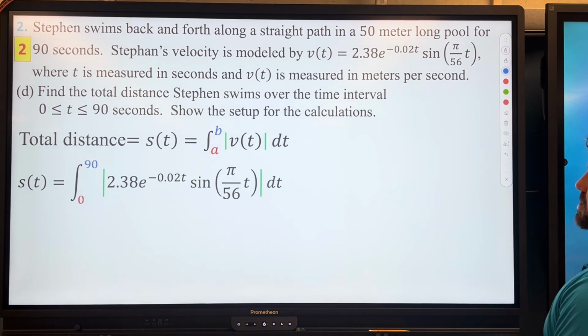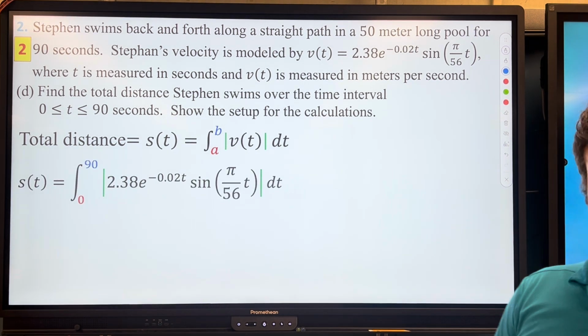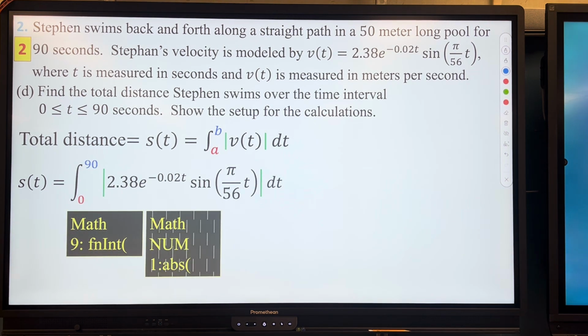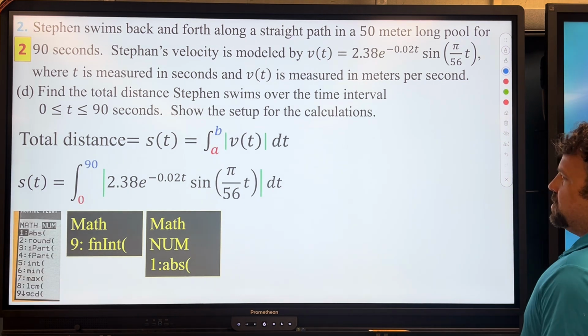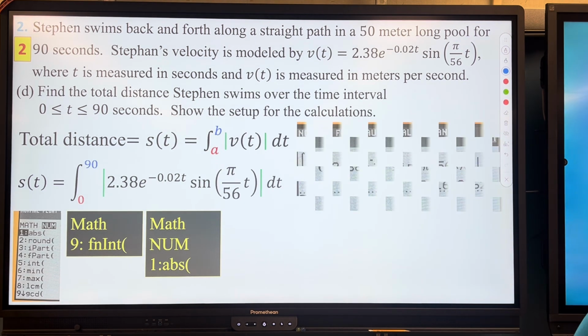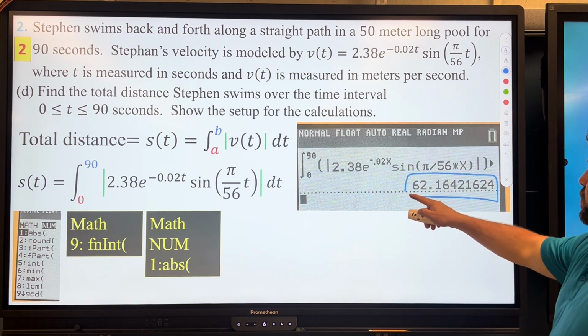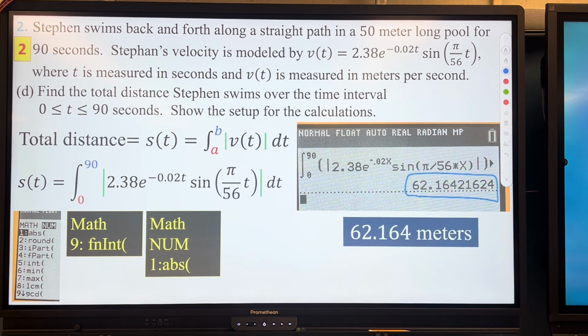So in this, you're going to do the same thing, but you're going to use the absolute values on your calculator. So math, once again, we're going to go through this. You're going to hit math, then number, absolute value. You're going to put in the absolute value symbol and type it in, and you should get 62.1642 meters. Notice that's bigger than the other answer because you're combining negatives and positives.